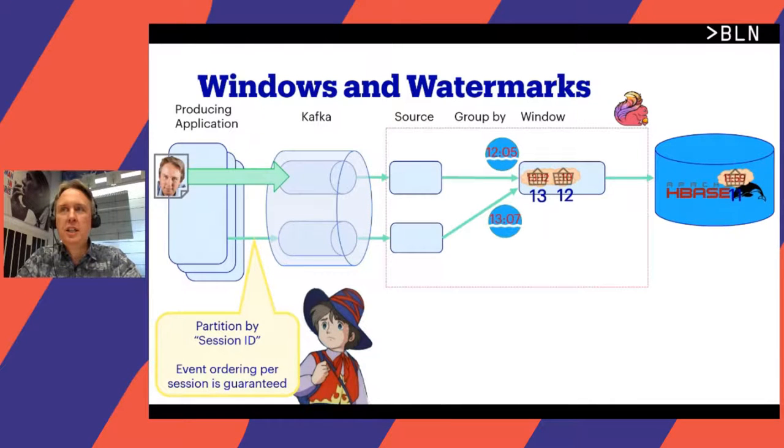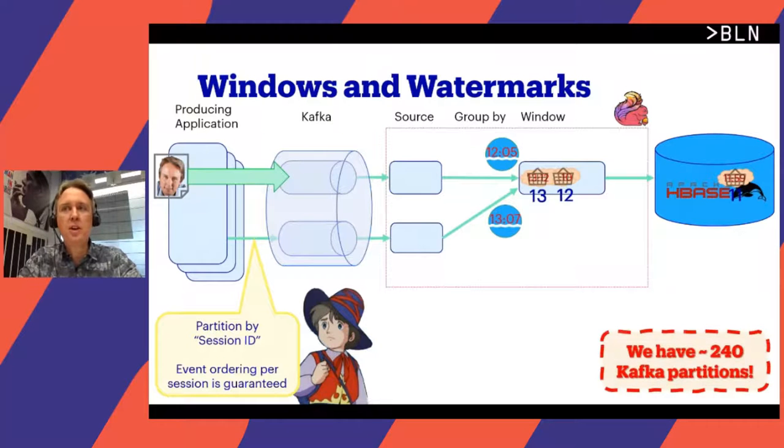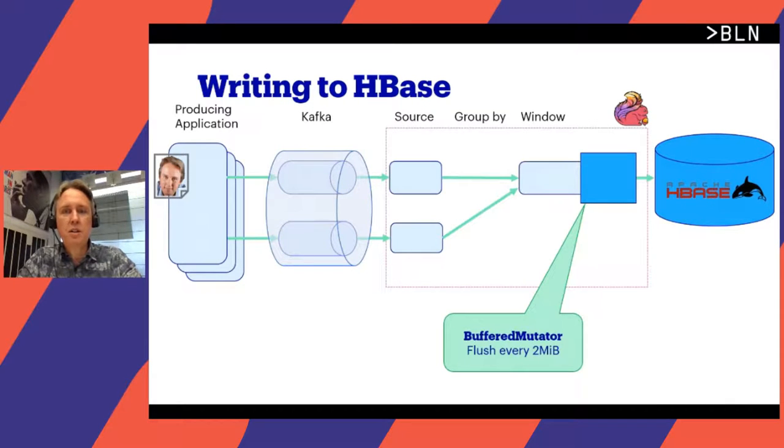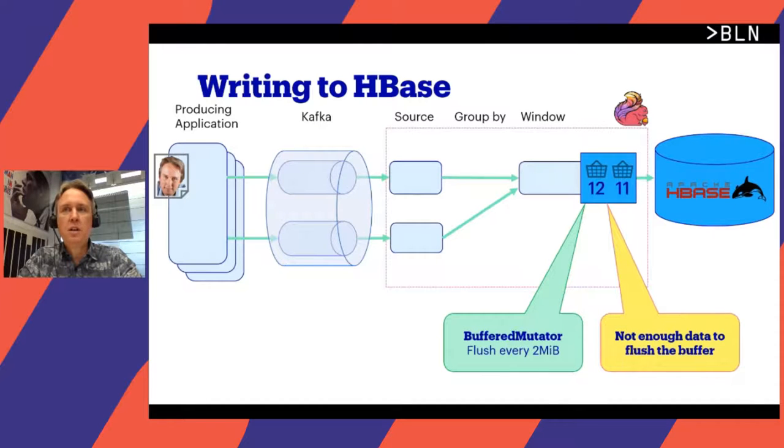And you see that only the 11 o'clock window is shipped out because the 12 o'clock window does not have a guarantee from all inputs that it is finished. Now, this drawing only shows you 2 Kafka partitions, but in our production environment, we have over 240. That has to do with the number of hard drives in our Kafka cluster. But this is not all why I don't get any data. The other reason is that we're writing to HBase. And over there is the buffered mutator. So the windows that go in are by far not enough to flush the buffer.